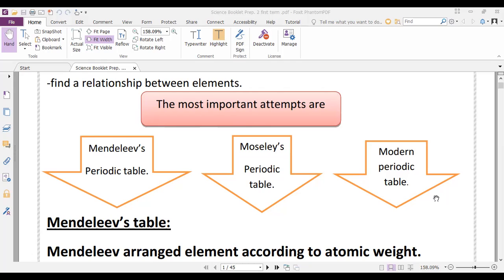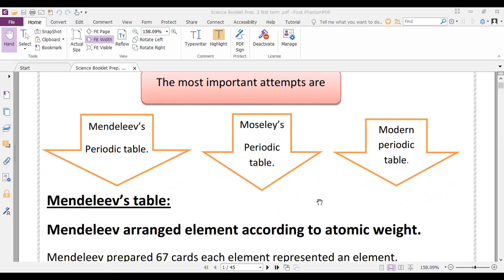So what are the most important attempts? Hussein, can you read? Mendeleev's periodic table, Moseley's periodic table, modern periodic table. Again. Okay, so there are three trials to classify elements in a table.